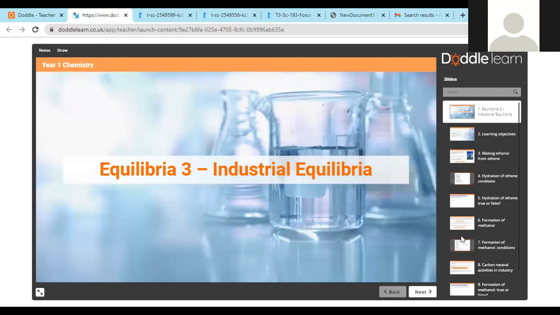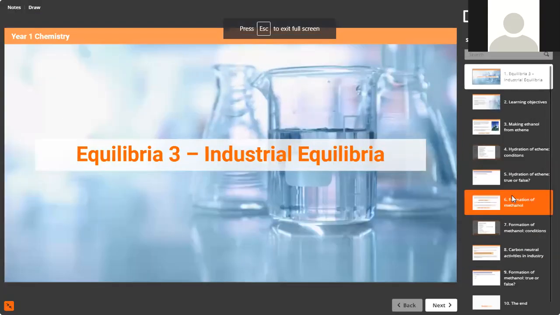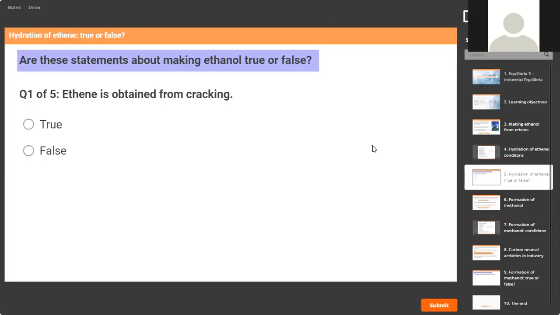Industrial equilibria, yeah, we want true or false. Hydration of ethene, true or false? So ethene is obtained from cracking. Yes, it is. That is true.